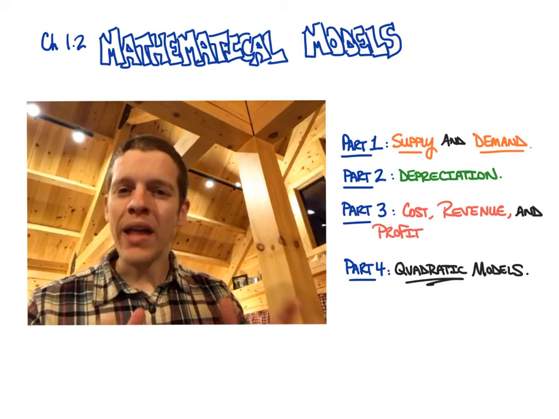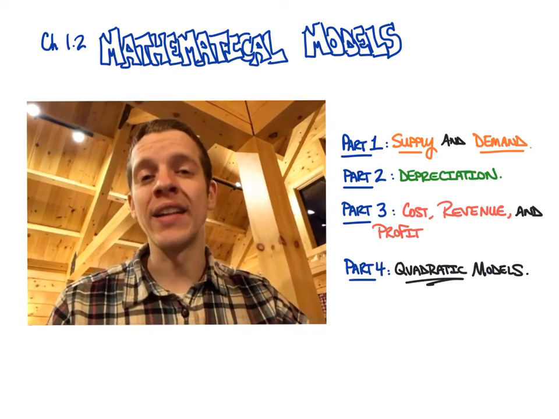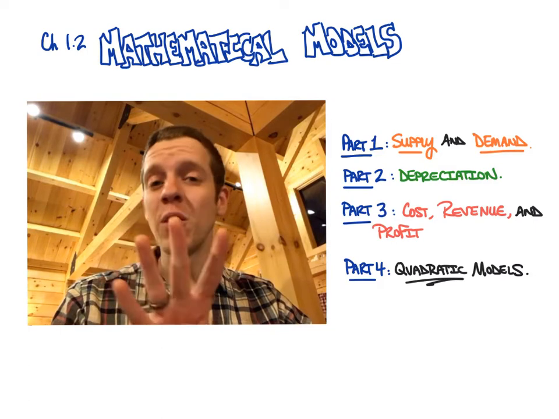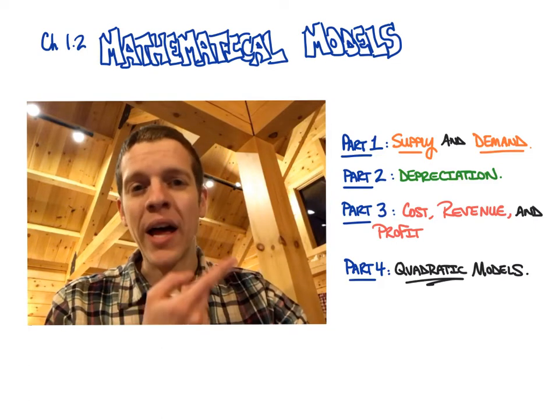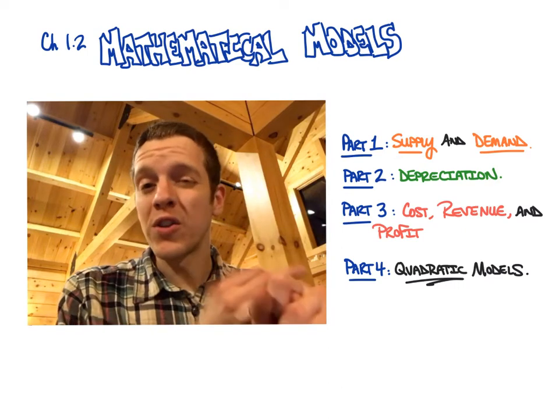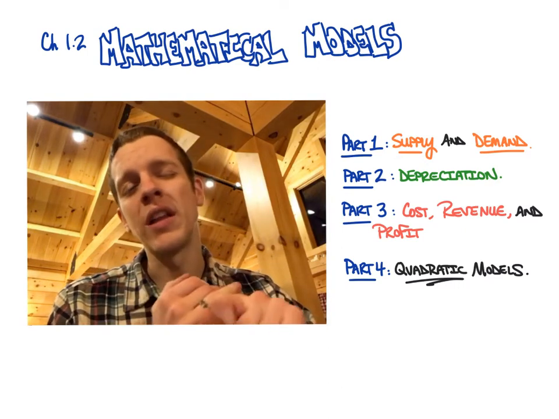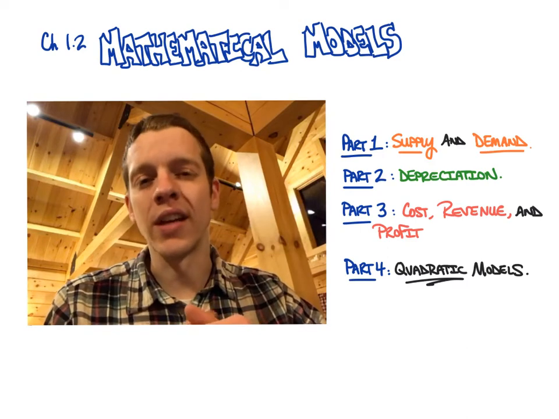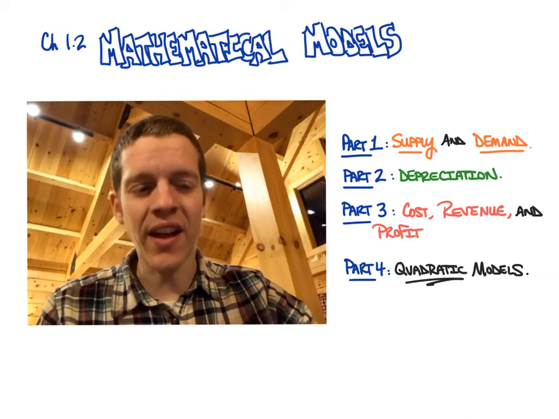We're going to talk about mathematical models that we see in finance and in business. I've divided the video into 4 parts. We're going to look at supply and demand. We're going to look at depreciation models, followed by cost, revenue, and profit models. And then we're going to look at these in a quadratic context, and I'll explain what that means. I'll see you on the next slide.